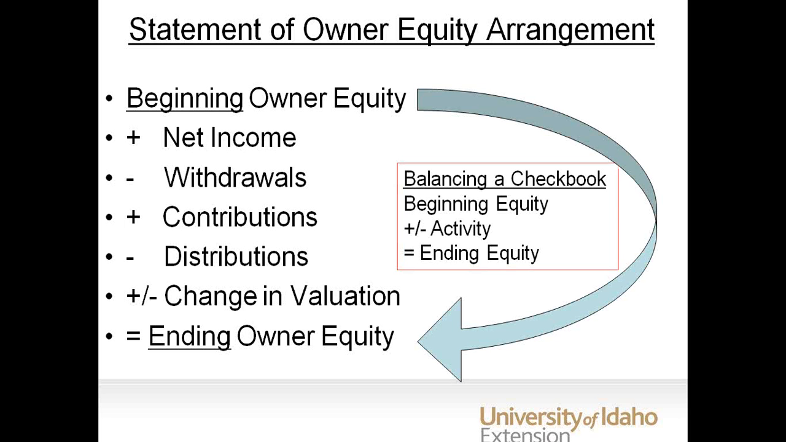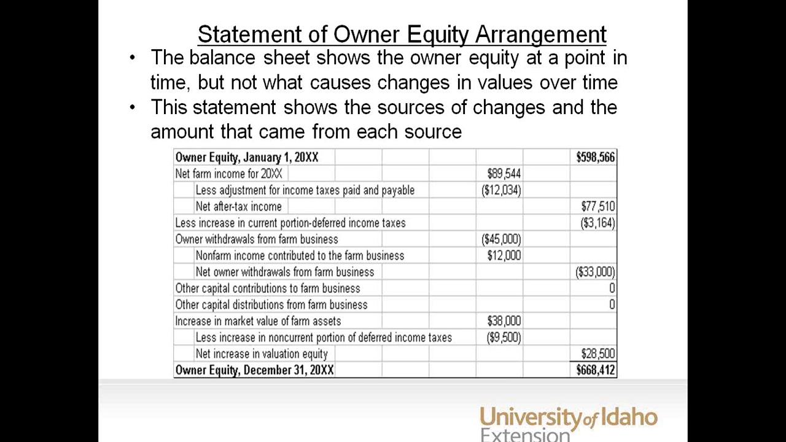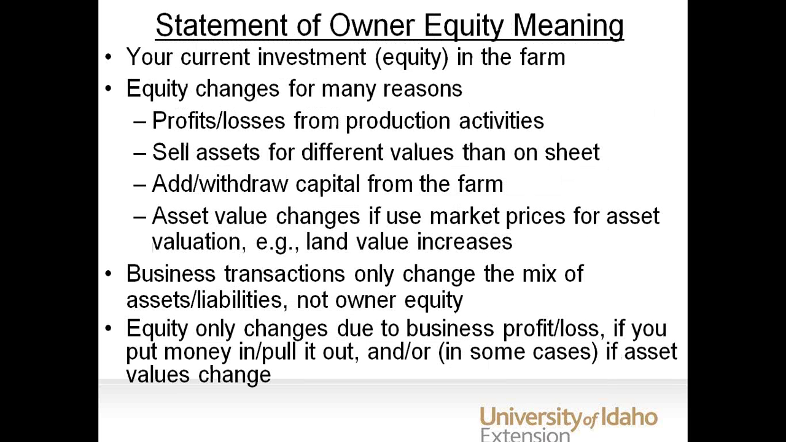So these, kind of like our beginning illustration, similar to a checkbook, help explain what happens between beginning and ending owner equity. Here's what the form looks like, and you can see the different categories there. I won't take time to go through each one, but they correspond with some of the transactions I just mentioned. So the statement of owner equity, what does it mean? It does explain your current investment equity in the farm and where it came from, and changes from that in the last year.